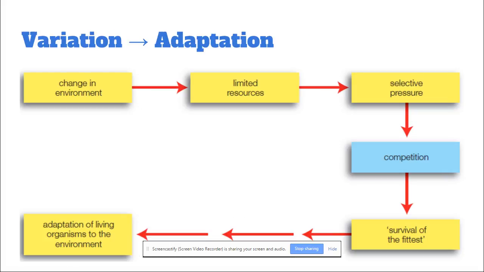So here we have a bit of a diagram of how a variation becomes an adaptation. So we see a change in environment. This causes a limitation on some resources, but other resources prosper, putting a selective pressure on the environment and the organisms that live in it. Because of this change in competition, there is what we call survival of the fittest. So the organisms with those characteristics that make them better suited to that environment and to those changes are able to survive and reproduce. Therefore, there is an adaptation of living organisms to the environment.